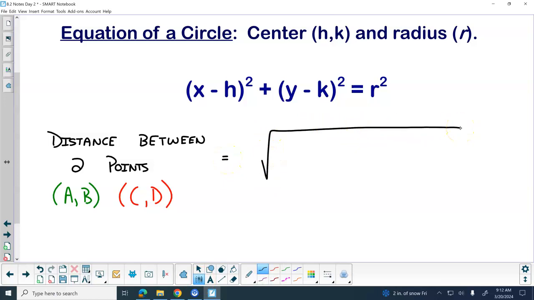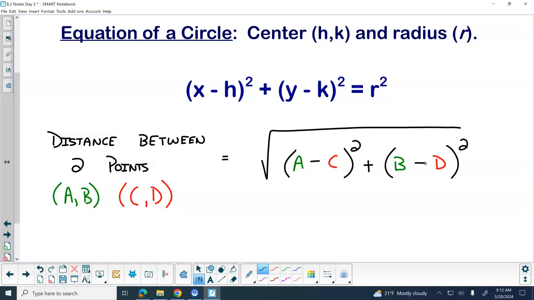So the distance between any 2 points is going to be a big square root, and it's going to be A and B, C, and D. And then we're going to subtract those. So it's A minus C quantity squared. I would put it on there, yes.